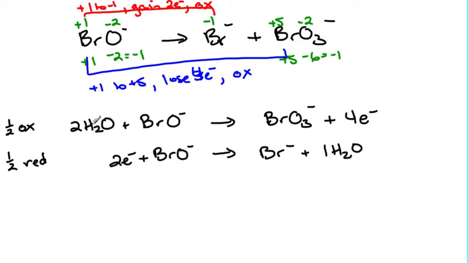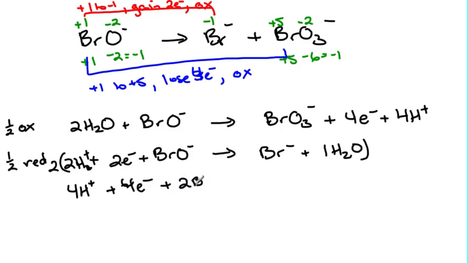Now, I have to balance out the hydrogen. Notice I have 4 here, I have none here, so I have to add 4 hydrogen to this side to get the 4 hydrogen. Here, notice I have 2 here, I have none on this left side, so I have to add 2 hydrogen to that side. Now, I have to make sure the electrons are correct. Notice I have 4 electrons here, and I have 2 here, so the lowest common multiple will be 4. So I want to multiply all of this by 2. So I'm going to get 4H+, 4 electrons, plus 2 BrO- makes 2 Br- plus 2 H2O.